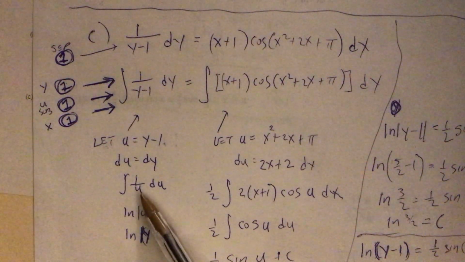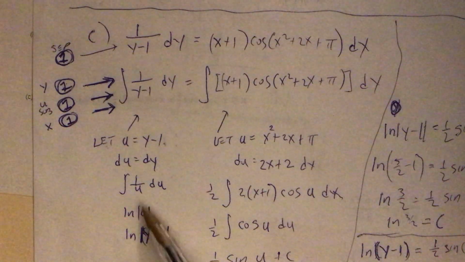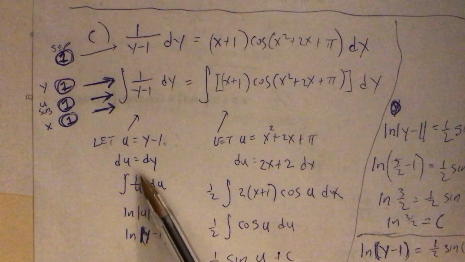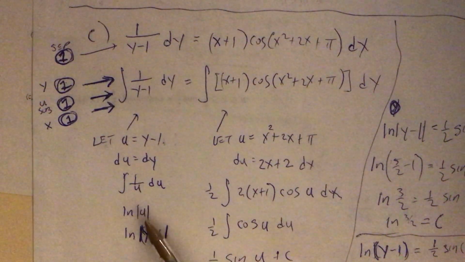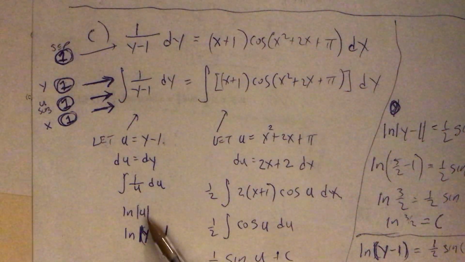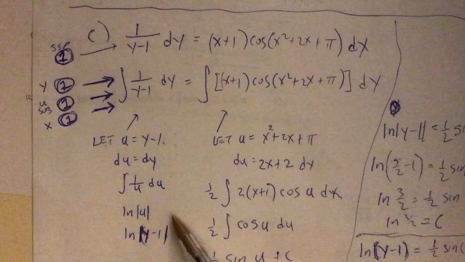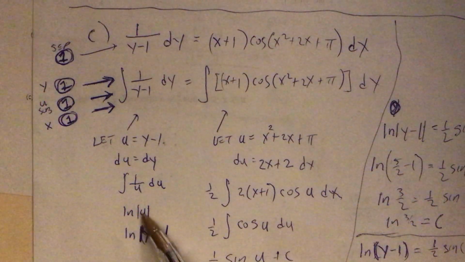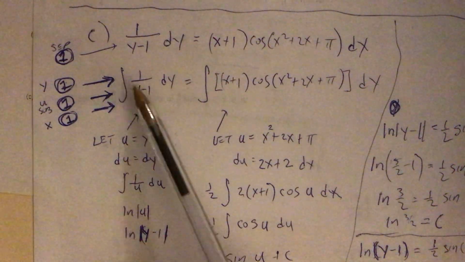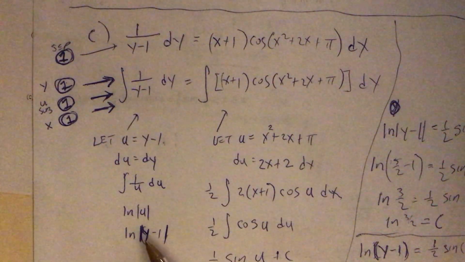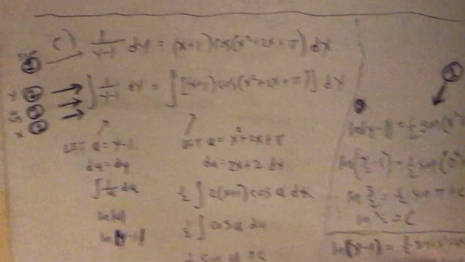The antiderivative of 1 over u, which is basically u to the negative 1, comes out as natural log of the absolute value of u. Technically it's plus c, but I'm going to put the plus c on the other side. And what was u? u was y minus 1. So the antiderivative of this side is natural log of the absolute value of y minus 1.